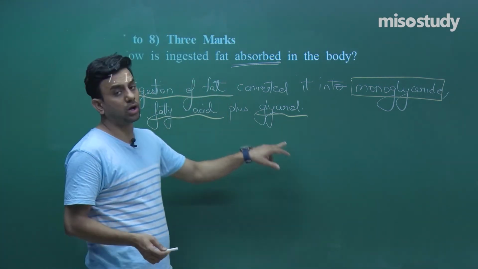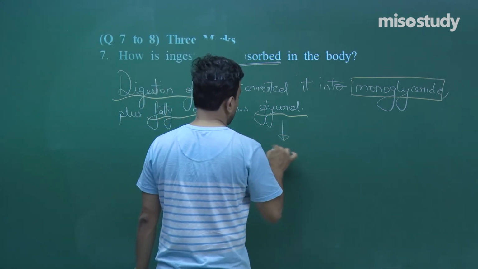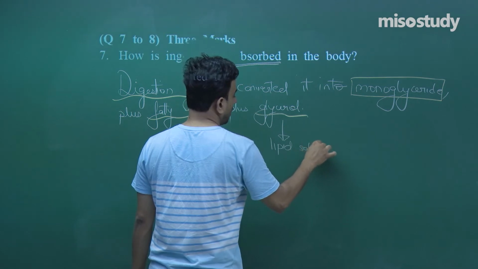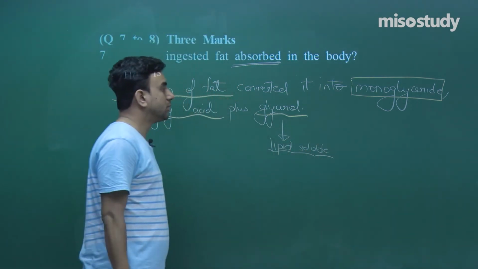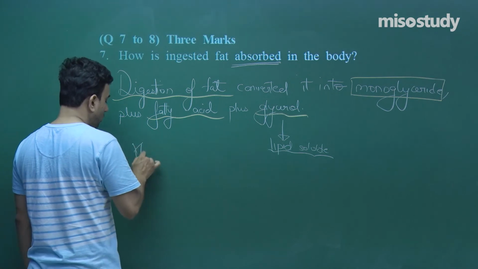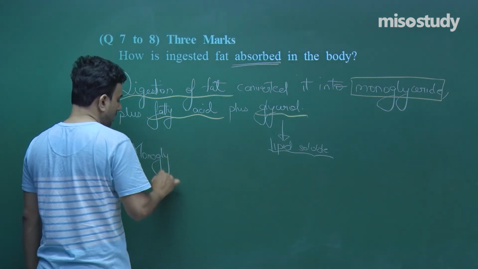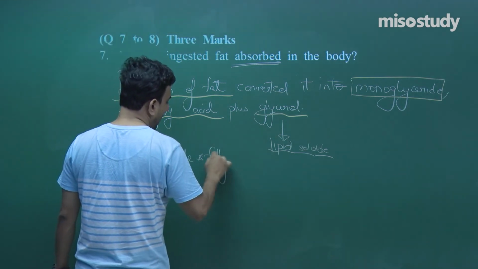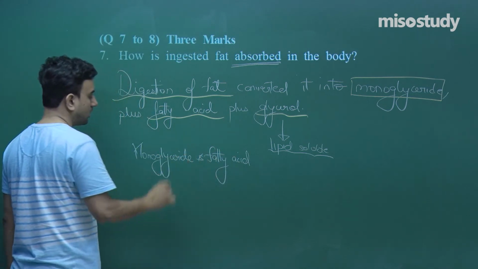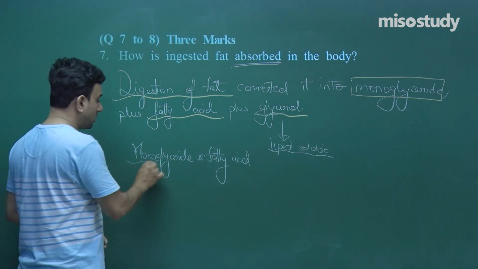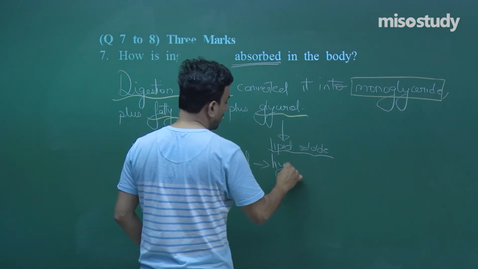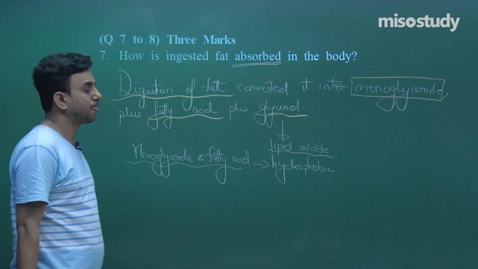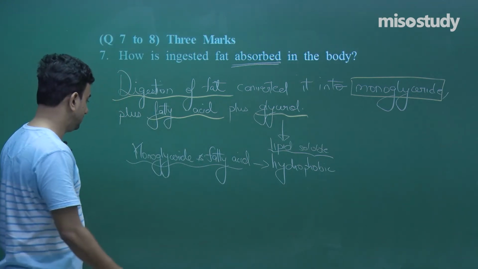Now, what we said, the glycerol is lipid soluble. However, the monoglyceride and the fatty acid, these two are hydrophobic, water insoluble, right. So, what will we see?